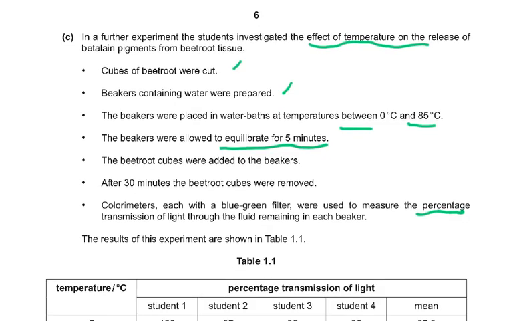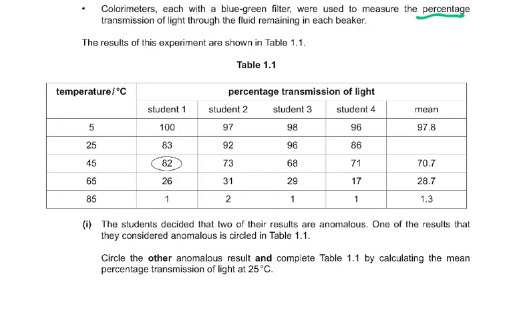The results of the experiments are shown in table 1.1. The students decided that two of their results are anomalous. One of the results that they consider anomalous is circled in table 1.1. It is this one here. Circle the other anomalous result and complete table 1.1 by calculating the mean percentage transmission of light at 25 degrees Celsius. This is the one which was not done, so you're supposed to calculate this.